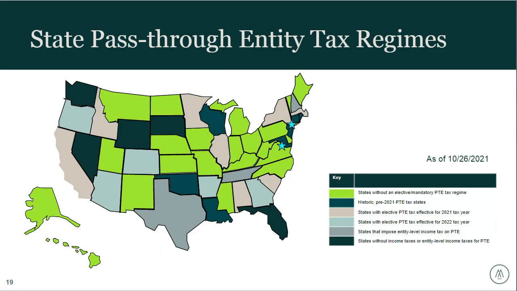And so what you see here is kind of a graphic of the variety of different programs that are in place across the states. You'll see that some states have programs that are effective in 2021, other states have programs that are effective in 2022, and still more states have programs that are yet to be effective or yet to be created.